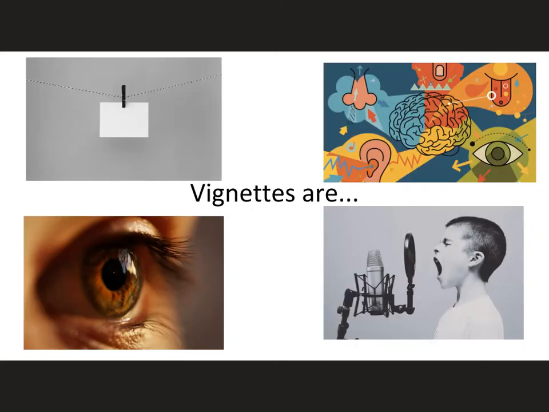So here's a quick recap of what vignettes are, the characteristics of a vignette. First of all, they're short and sweet. If it can fit on a note card, it's probably a vignette. The next thing is it appeals to the senses. It uses lots of sensory details. So if you can smell it, touch it, feel it, taste it, hear it, that's what we're talking about.